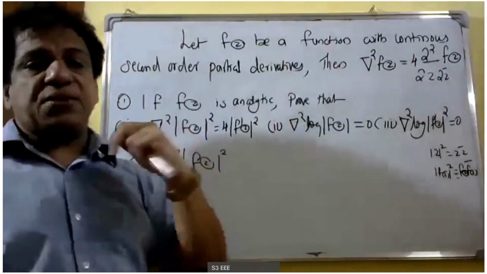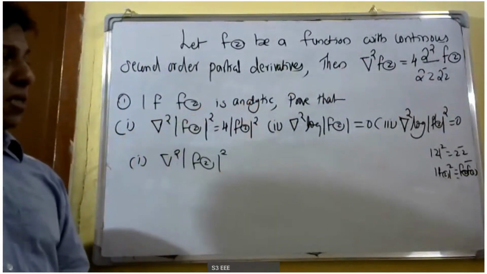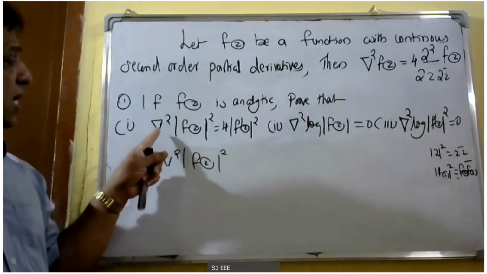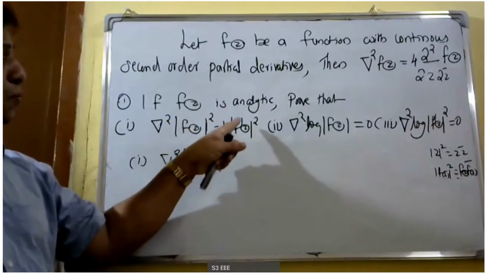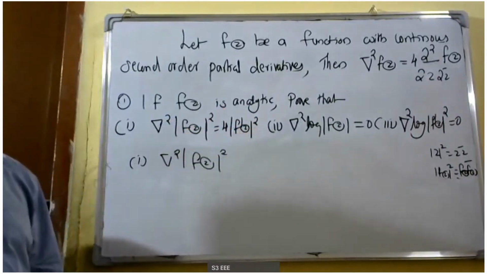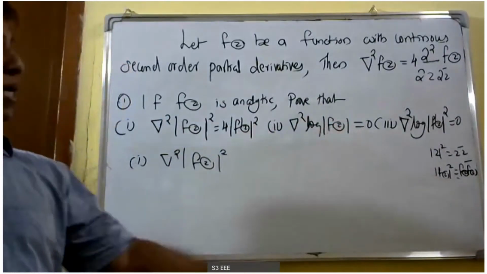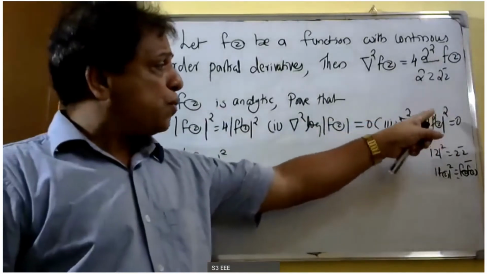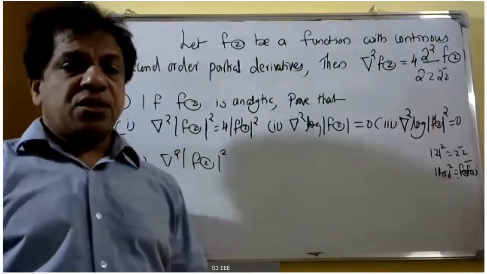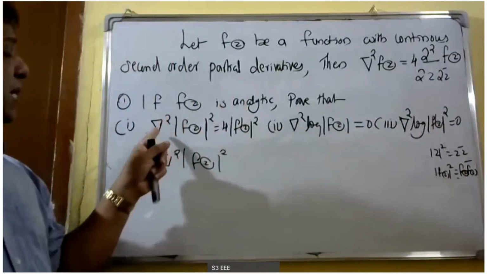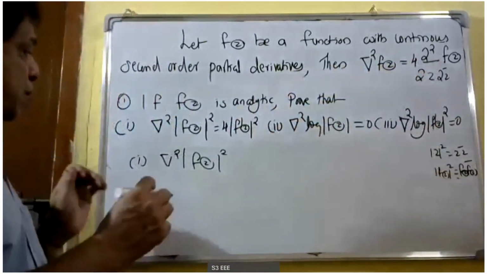By using these results, we can do one problem. If f of z is analytic, show that the first result is del square modulus of f of z whole square equal to 4 into modulus of f dash z whole square. The second one, del square log modulus of f of z equal to 0. Third case, del square log modulus of f dash z whole square equal to 0. All these three cases we can prove by replacing del square by 4 into dou square by dou z into dou z bar.